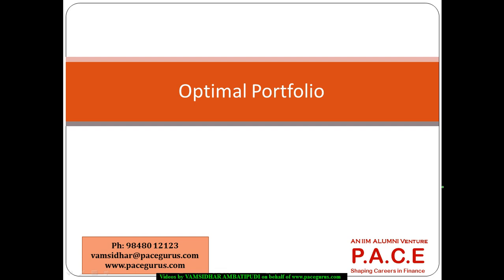Now let's look at the procedure of creating an optimal portfolio. Let's say I want to invest in a set of securities S1, S2, S3 so that I'm diversifying. I am trying to reduce my risk, right? Now the question comes, what should be the investments in each one of them? What is that optimal portfolio?